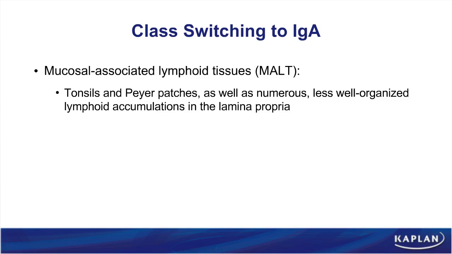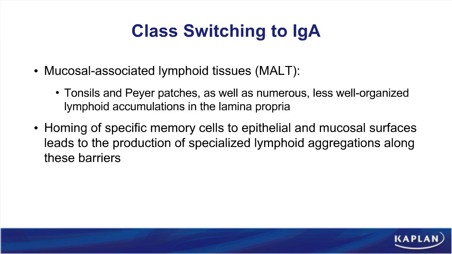Now, some of what we are seeing is based on the fact that memory cells like to home to sites of inflammation, and we tend to see a lot of inflammation along areas like mucosal layers. When they get into these areas, they're going to make up their own specialized lymphoid aggregates. So there might have never been a lymphoid tissue in that area, but I have an inflammatory response. My memory cells are going to home there, and that is going to build an upstart secondary lymphoid tissue.